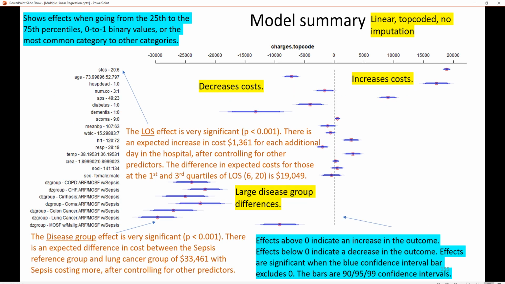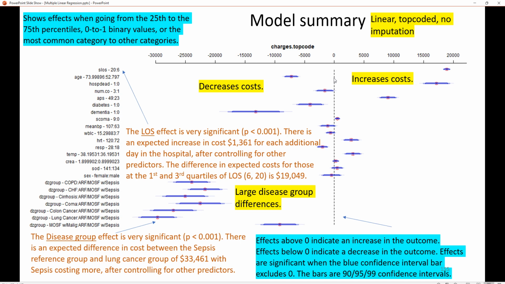And here's the model summary. We see that in this model summary graph, it shows effects when going from the 25th to the 75th percentiles in continuous predictors, or 0 to 1 in binary values, or the most common category compared to other categories in factors with many levels. And for this model, it's the linear and top-coded with no imputation model.